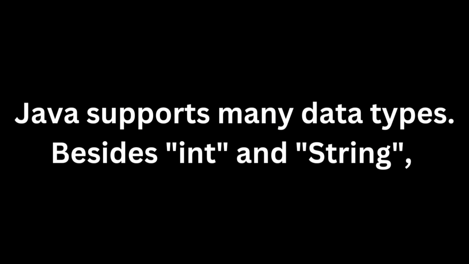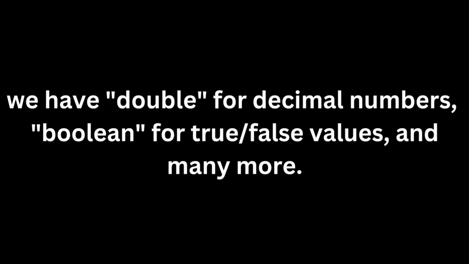Java supports many data types. Besides int and String, we have double for decimal numbers, boolean for true-false values, and many more. Here, myDecimal is a double holding the value 3.14, and isJavaFun is a boolean holding the value true. Spoiler alert, Java is fun.